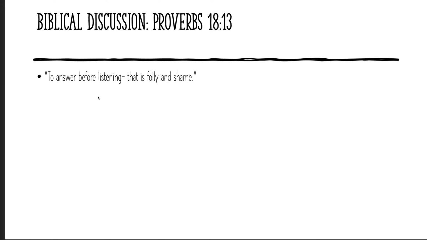Biblical discussion. These are really interesting things. There's no right or wrong answer here. Just be thoughtful. So Proverbs 18:13: to answer before listening, that is folly and shame. Or, in other words, think before you talk. Don't go off half-cocked. There's lots of phrases that pull from this. But always answer these in the context of, or at least with an awareness of, strategic thought and strategic planning.